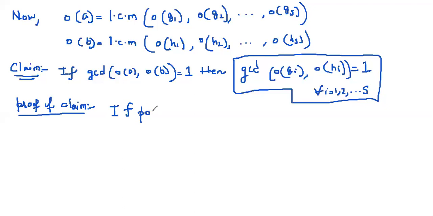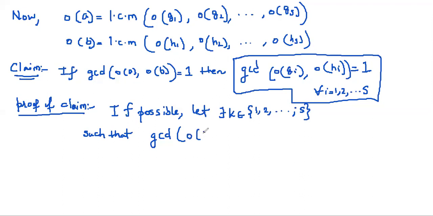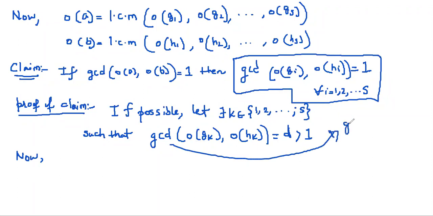So if possible, let there exist K between 1 and S such that the GCD of the order of GK and the order of HK is D, and D is some number more than 1. Suppose this happens. Now what is the meaning of GCD? GCD is the greatest common divisor. So D is first of all a divisor of both the order of GK and the order of HK. So D divides the order of GK.